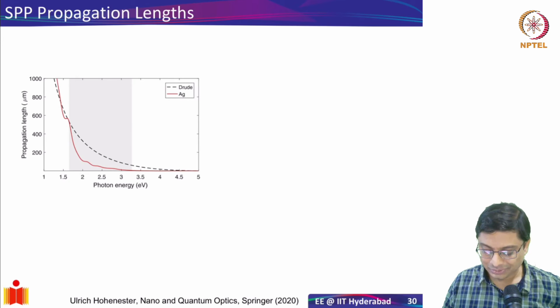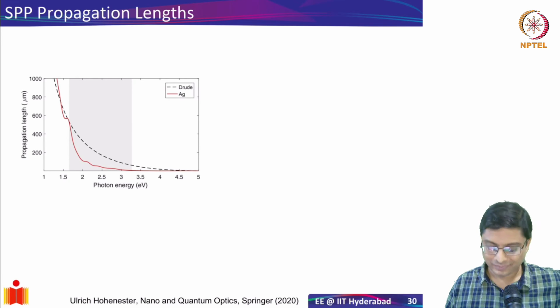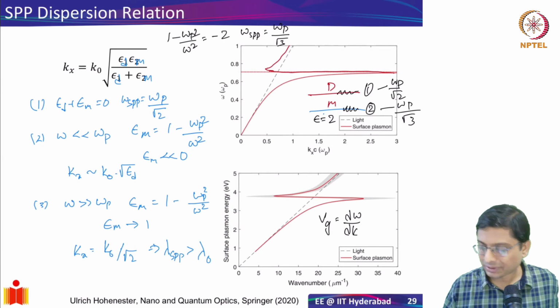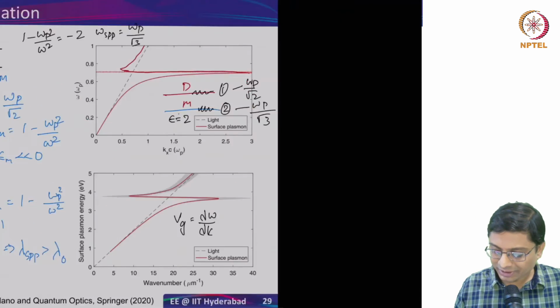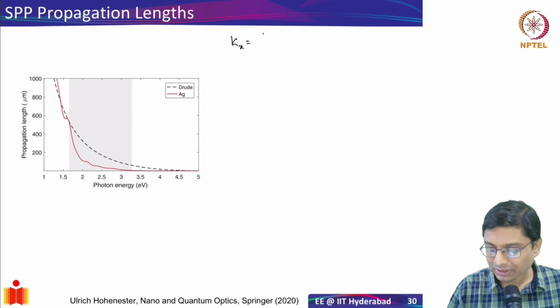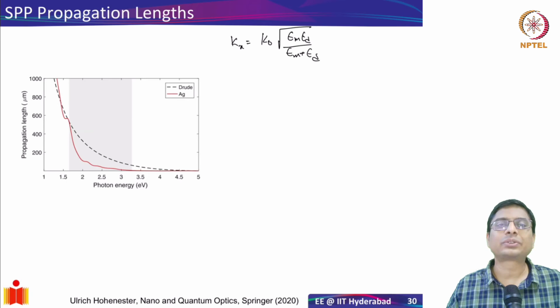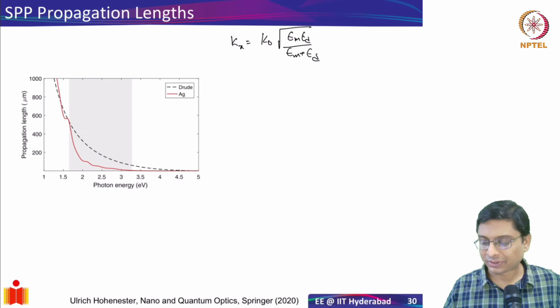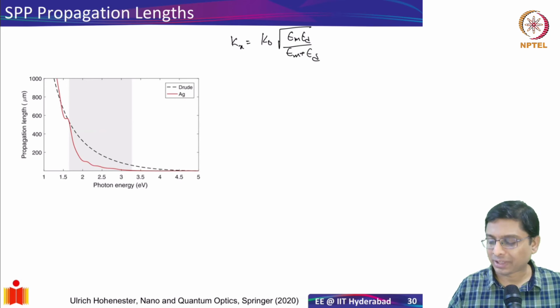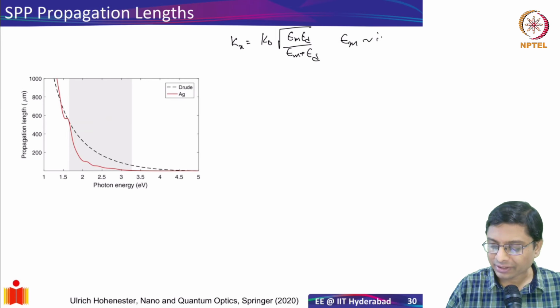Well, it also ties into what happens, so far we have talked about the dispersion relation. So let's say kx equal to k naught root of epsilon metal times epsilon dielectric divided by epsilon metal plus epsilon dielectric. All right. So we just took the epsilon metal to be 1 minus omega p square by omega square. But that need not be the true case all the time. You will have some imaginary part, right? Epsilon metal is imaginary, because there is a loss associated.